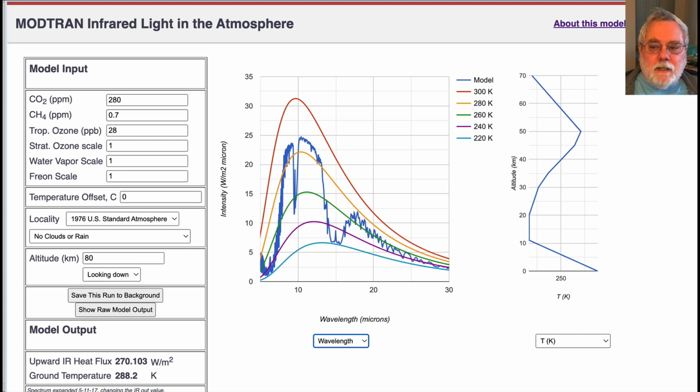This graph is not the default settings. I configured the pre-industrial concentrations of carbon dioxide and methane: 280 parts per million of carbon dioxide, 0.7 parts per million of methane. And I configured an 80-kilometer top of atmosphere altitude, and I configured the U.S. standard atmosphere locality. The total energy flux from all infrared light is displayed at the lower left and labeled as upward IR infrared heat flux in units of watts per square meter.